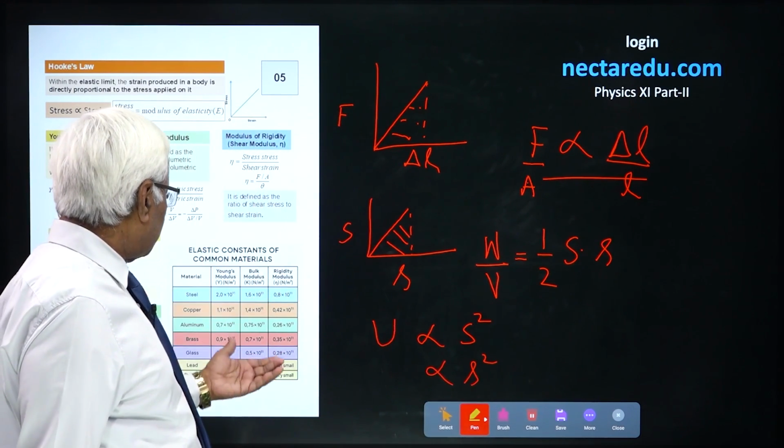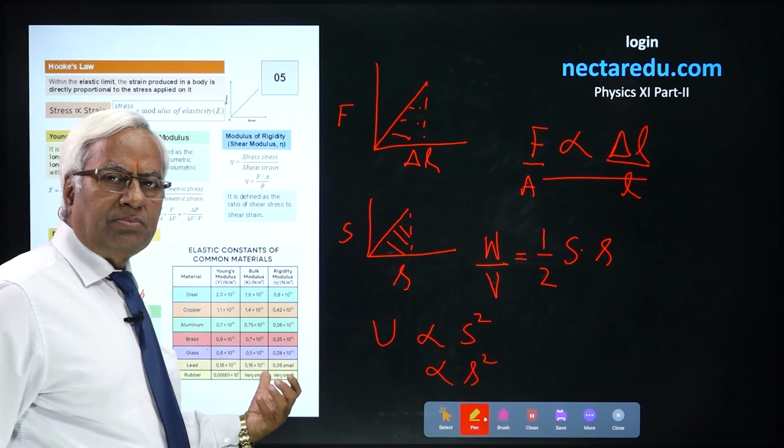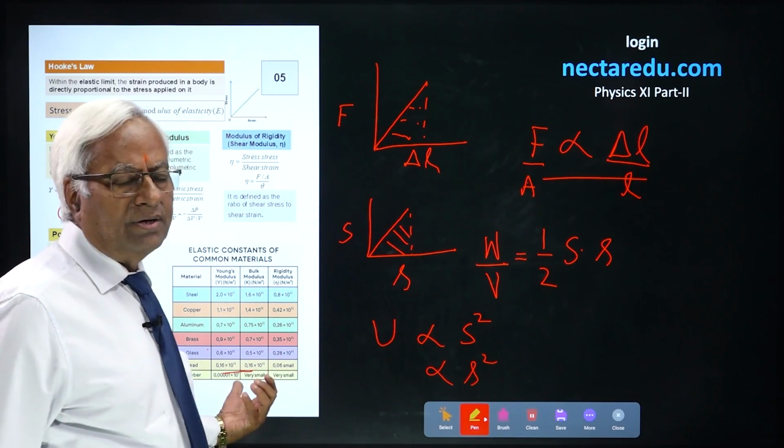The values for steel, copper, aluminum have been given for Young's modulus, bulk modulus, shear modulus for your ready reference. You can refer through all.